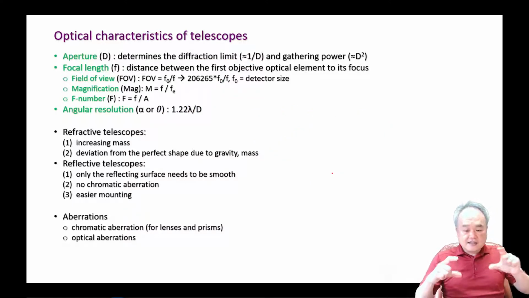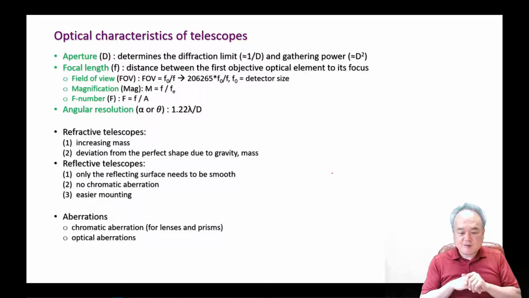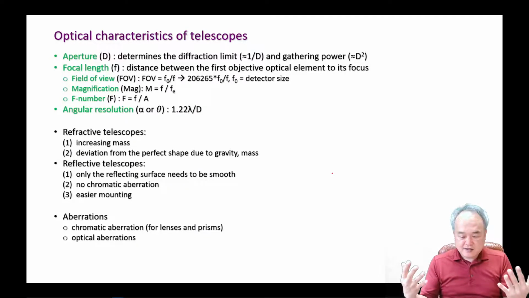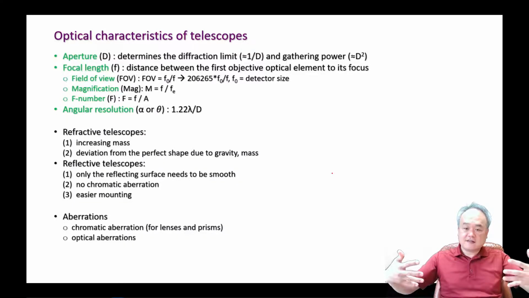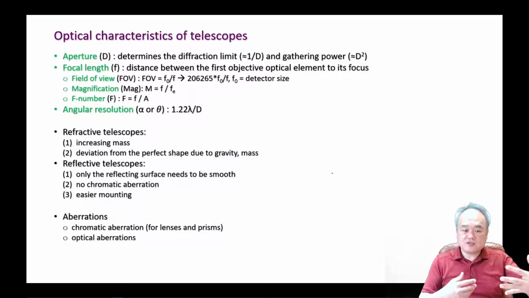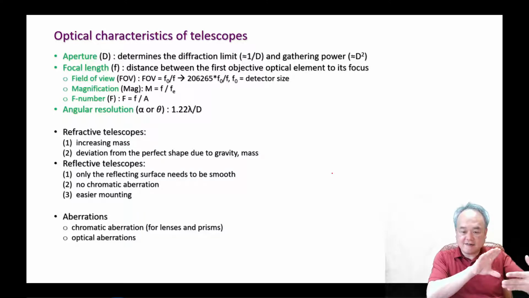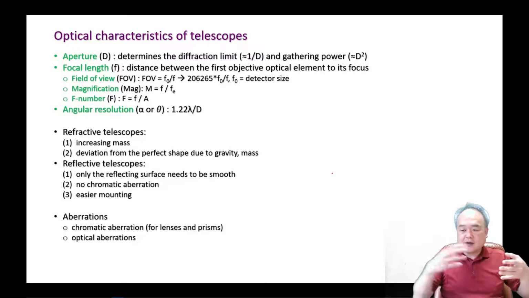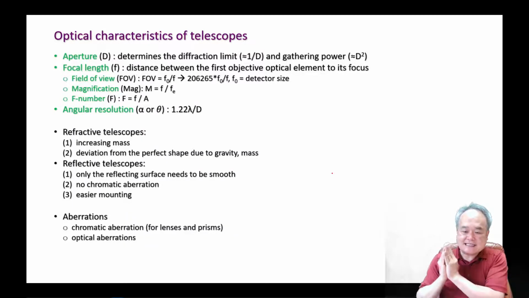Okay. Then let's get back to the more fundamental differences. By design, there are two very distinct telescope designs. One uses a mirror as the primary or objective element. That's the reflective telescope, versus an objective lens. In that case it is a refractive telescope.